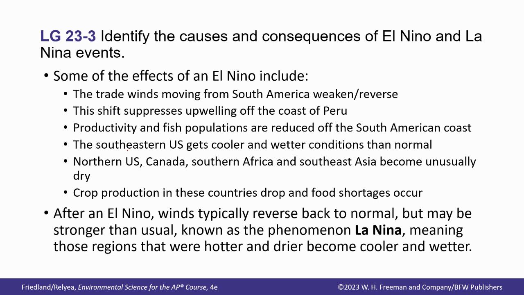The southeastern U.S. gets colder and wetter conditions than normal. Northern U.S., Canada, Southern Africa, and Southeast Asia become unusually dry. Crop production in these countries drops and food shortages occur. Again, because you're not getting that upwelling, you're not getting that rain, or the rain's going the opposite direction. So all those things make sense.